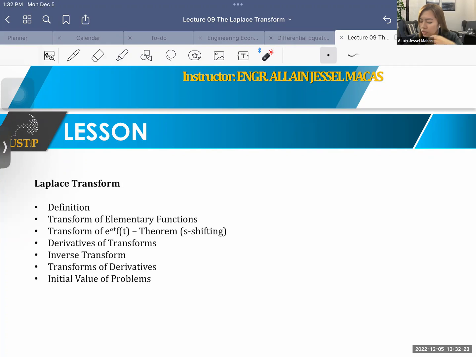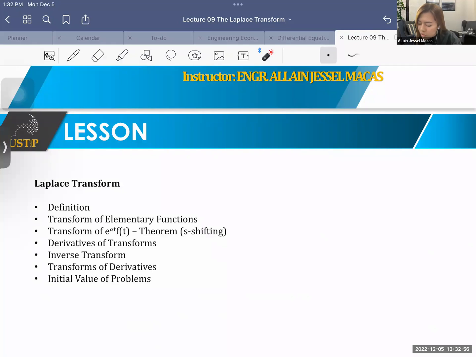Sa atong higayon, class ha, medyo nag-struggle ko how to make this lecture or discussion more digestible sa inyo. I'm trying to put myself in your shoes kung masabtan ba ninyo kung new concept siya, and how will I make you understand sa inyong level. Okay? So, hopefully, ma-hit nato ang target.